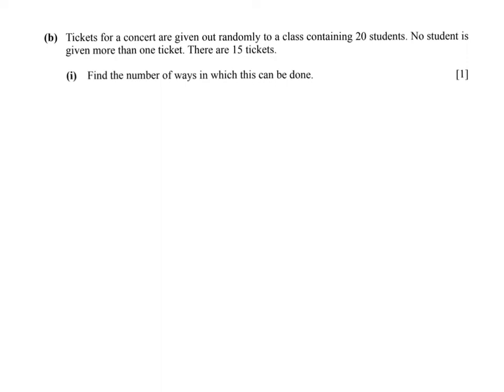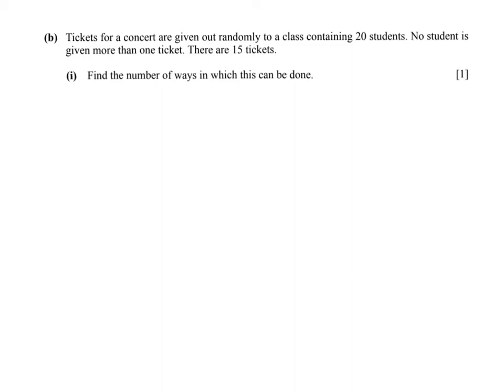Here is an example exam question of a combinations question. It says tickets for a concert are given out randomly to a class containing 20 students. No student is given more than one ticket. There are 15 tickets. Find the number of ways in which this can be done.